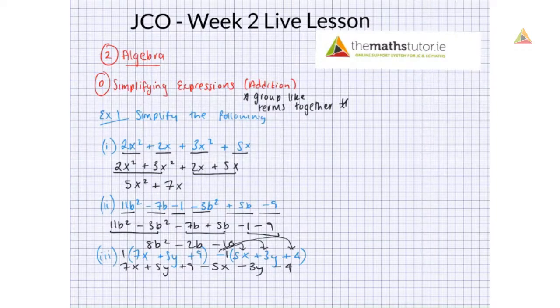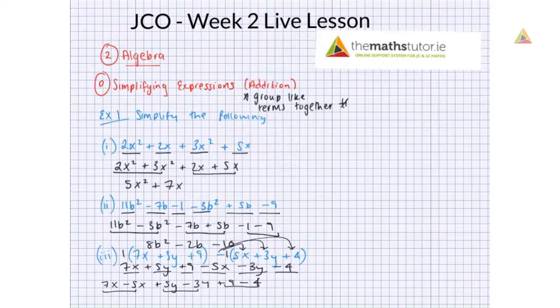Now again, we're going to group the like terms together. So we're going to group 7x minus 5x together. Now we're going to group the y's. So 5y minus 3y we're going to group together. And finally 9 minus 4, so we have plus 9 minus 4. We're going to group the x's together, the y's together, and the numbers together.